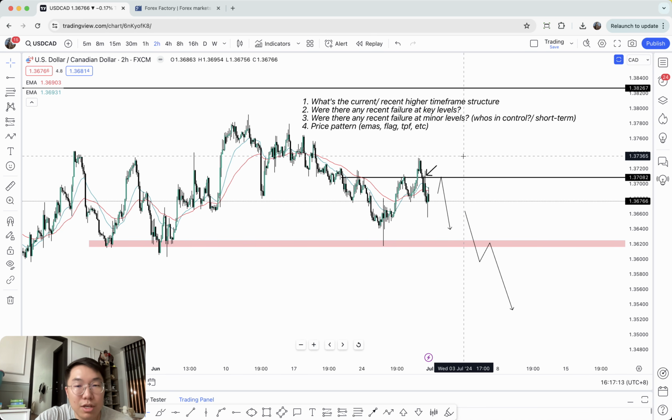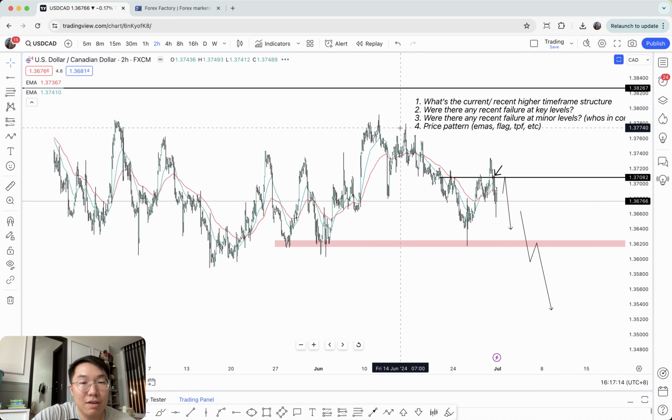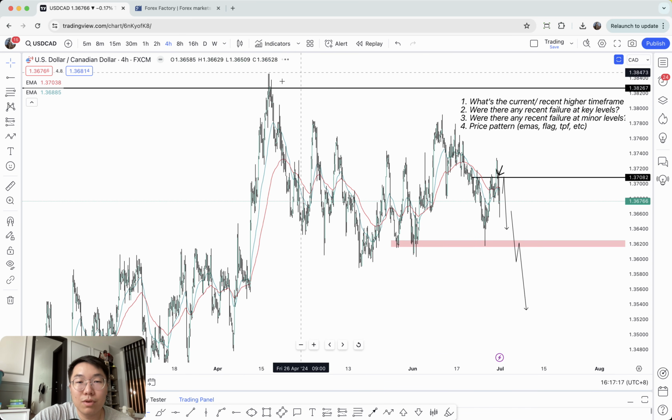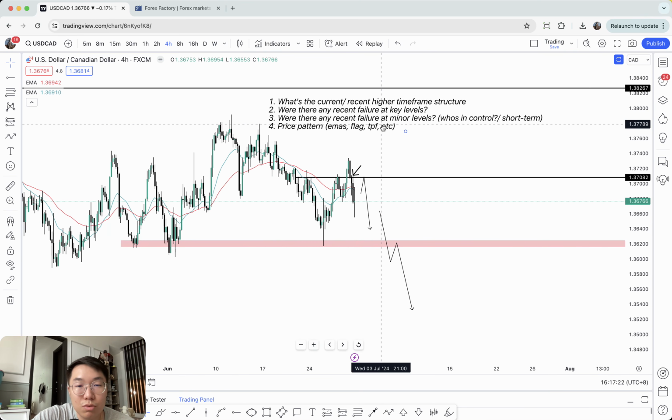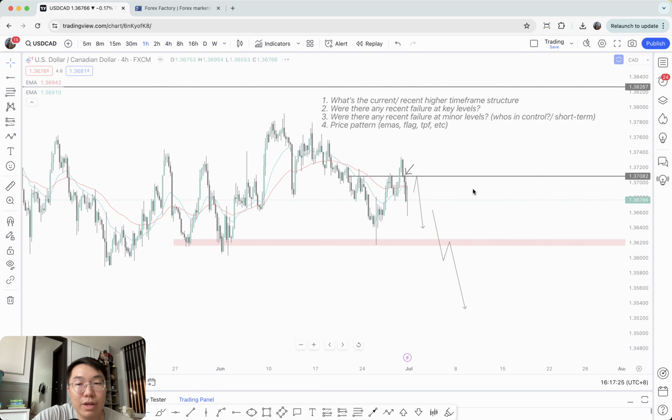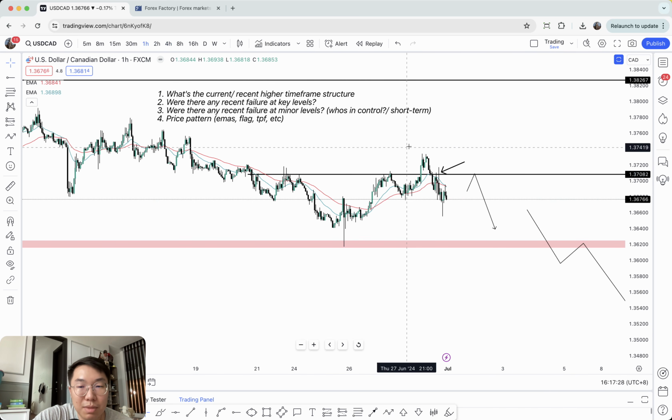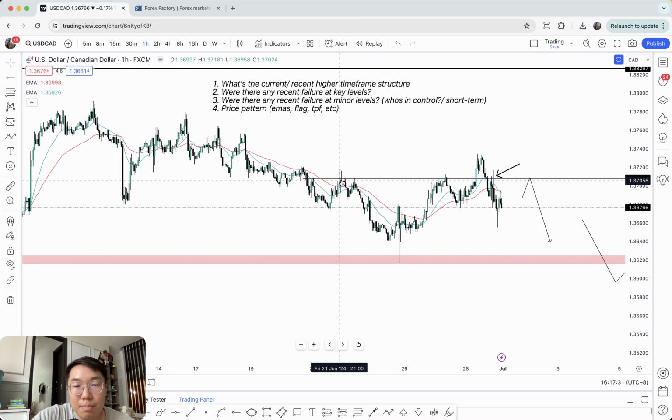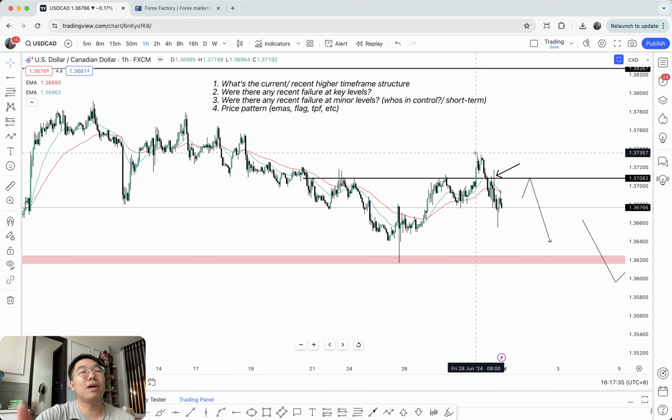Is it bullish or bearish? Were there any recent failures at key levels? In this case, where were the key levels? 138.35, then 137.72. So multiple failures. Were there any recent failures on a lower time frame? This is when you start dropping down to the 1 hour to 30 minute, and you say, hey, we got multiple failures, multiple rejections at 137.08. And that's when you drop down to the last one, which is price pattern, price behavior, price response, and the exact pattern that you want to trade on the pair, on dollar cap.